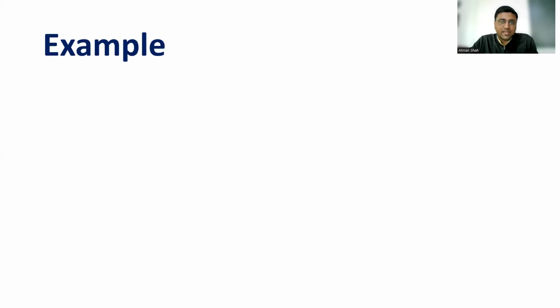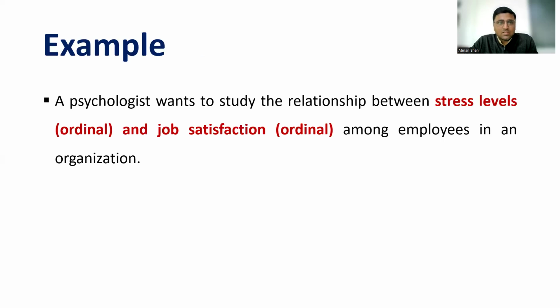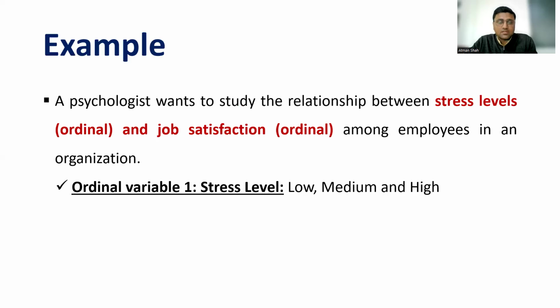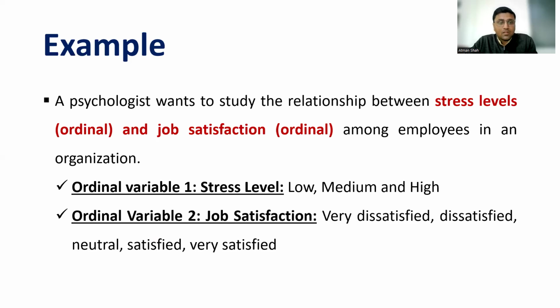Let's understand this with the help of an example. Suppose a psychologist wants to study the relationship between stress levels and job satisfaction. So here we have two ordinal variables. First ordinal variable is stress level, in which we have three categories: low, medium, and high. And second ordinal variable is job satisfaction, in which we have five categories: very dissatisfied, dissatisfied, neutral, satisfied, and very satisfied.